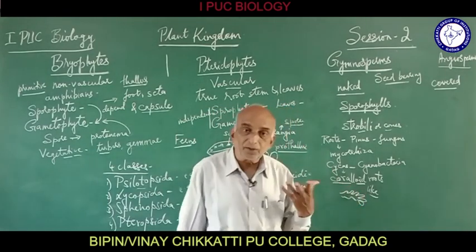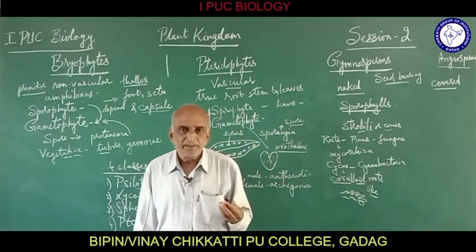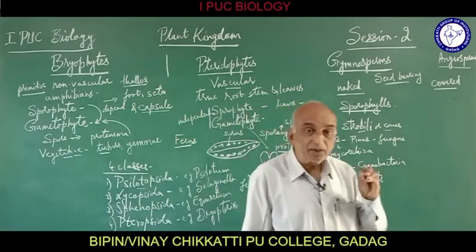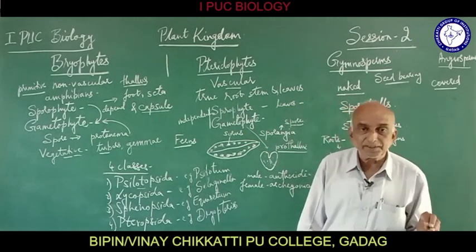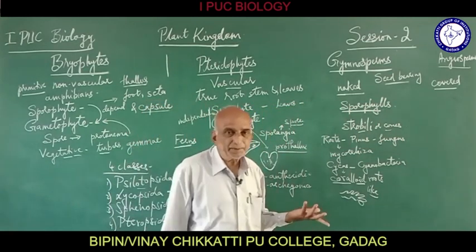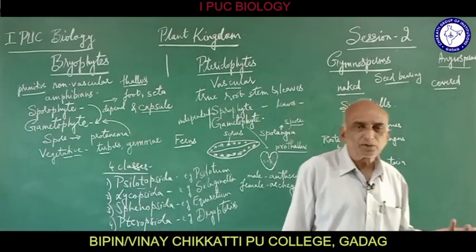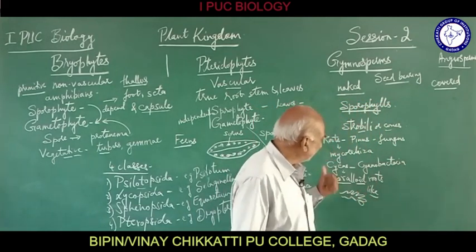So these coralloid roots, they are also symbiotic. Now symbiotic in the sense the cyanobacteria helps in nitrogen fixation. The plant provides food and shelter to the cyanobacteria. That cyanobacteria may be any, it may be nostoc or anabaena or anyone. So that is coralloid roots.